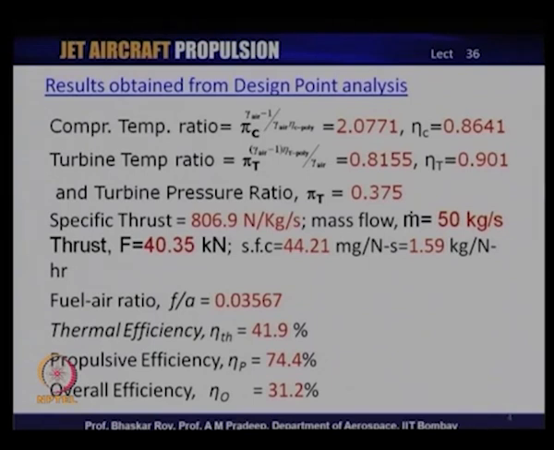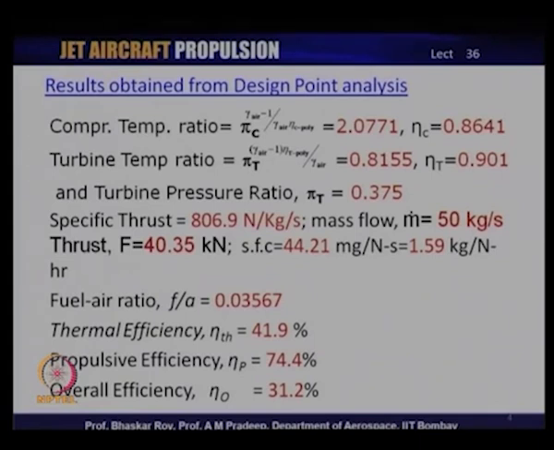If we use all these values and if you follow the overall cycle analysis that we have done in the cycle analysis chapter in this lecture series, and if you follow that procedure, you would probably get a specific thrust of the order of 806.9 newtons per kilogram per second. The mass flow through the engine is 50 kgs per second. The thrust would correspondingly then be 40.35 kilonewtons.